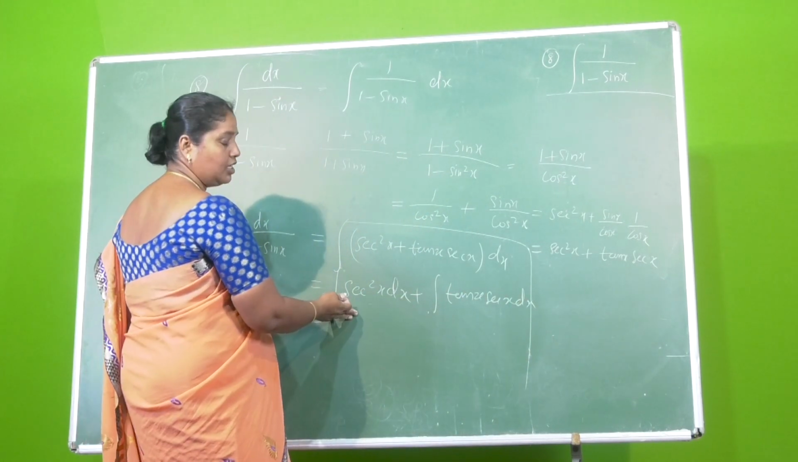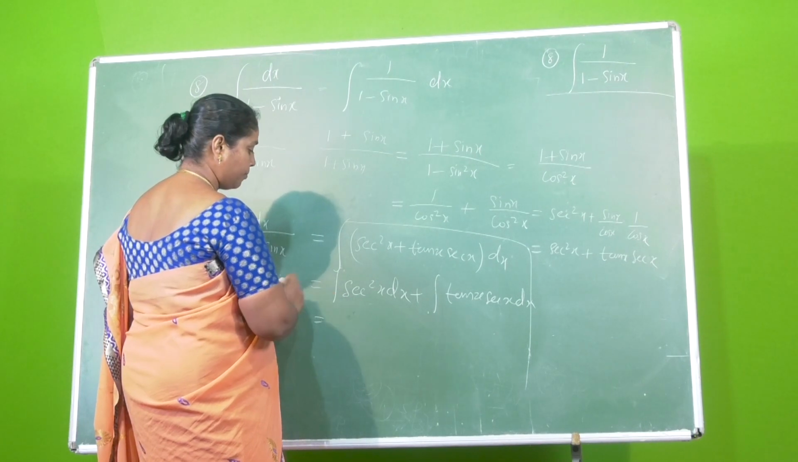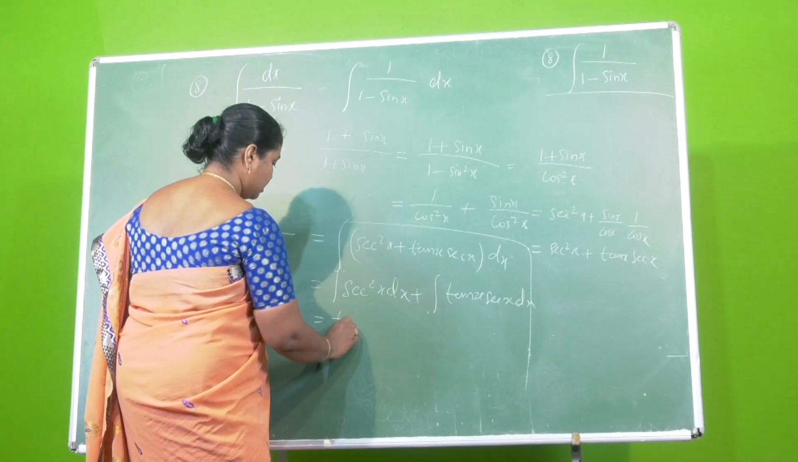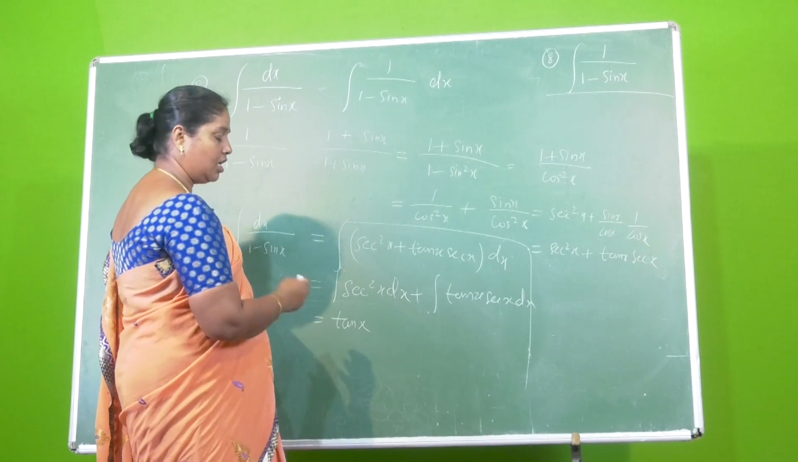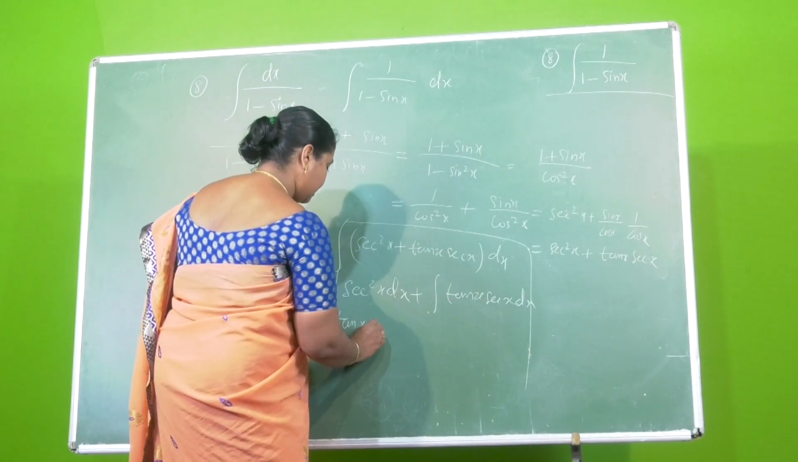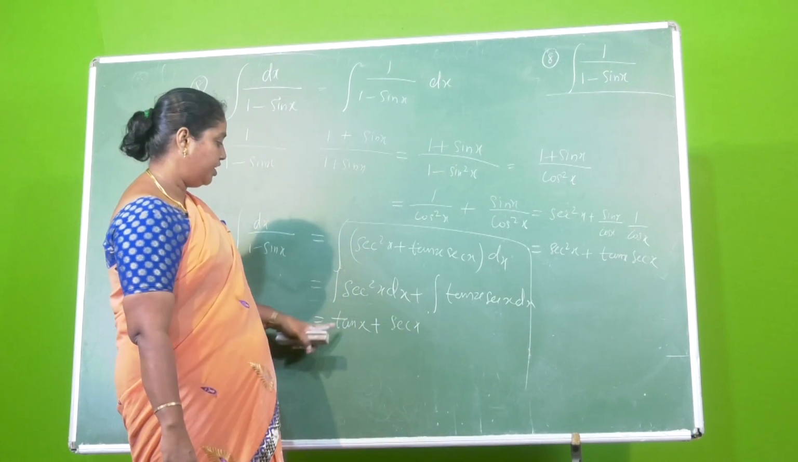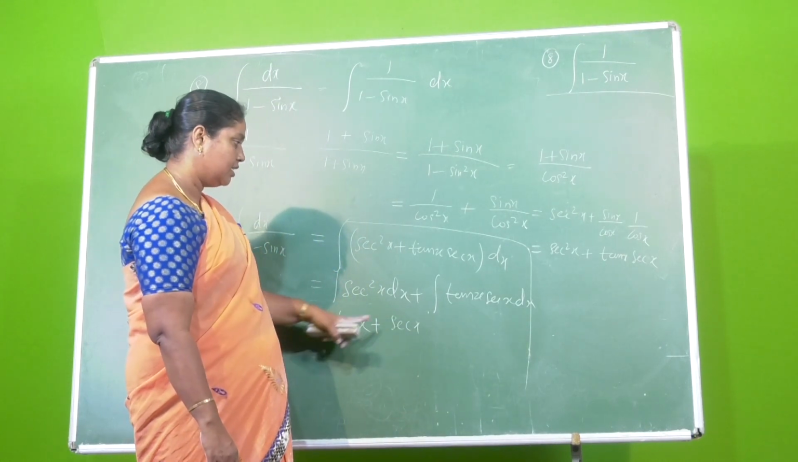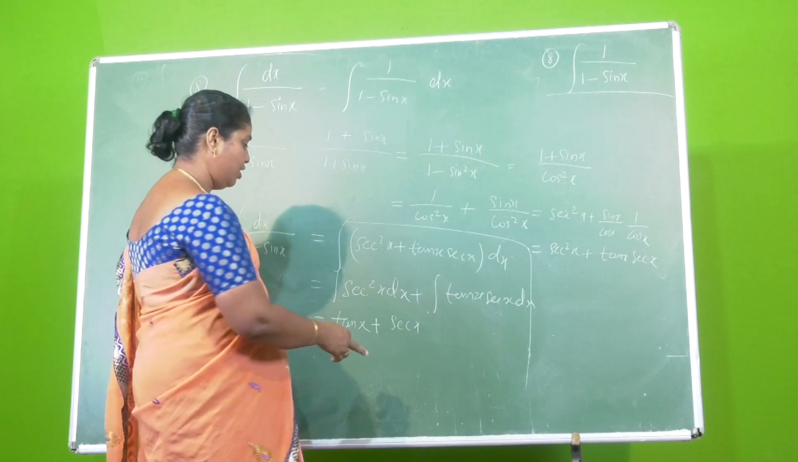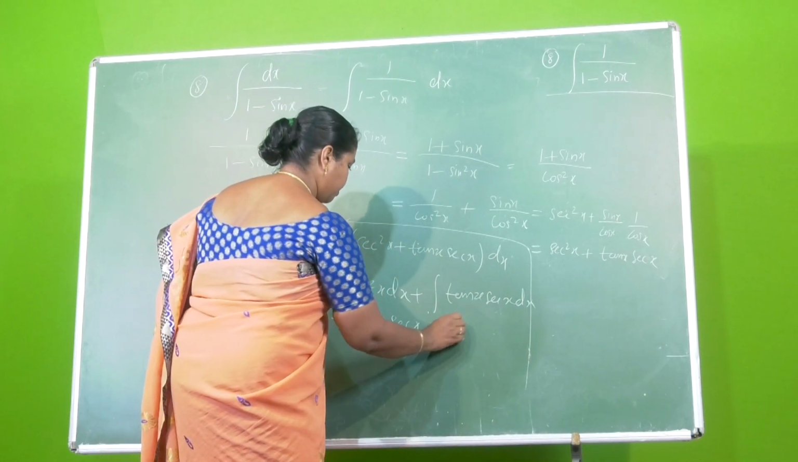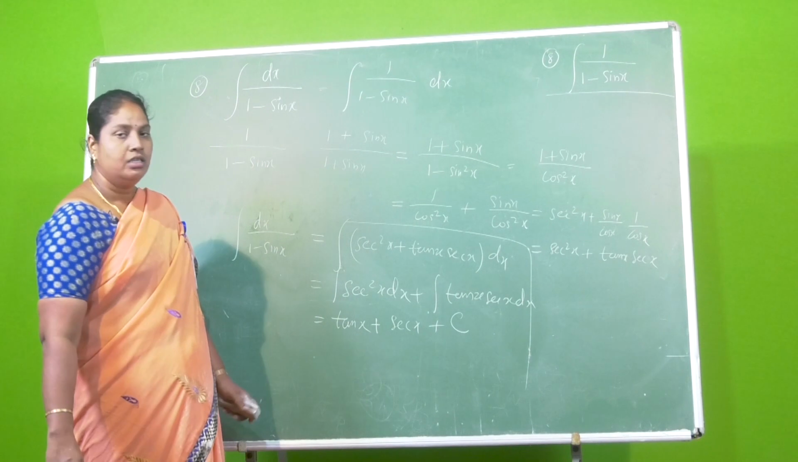So what is the integral of secant square x dx? This is nothing but tan x, as we saw in the last two problems, and the integral of tan x secant x is nothing but secant x, that's all. So if you integrate secant square x, you will get tan x. If you integrate tan x into secant x, you will get secant x. So plus c. That's all.